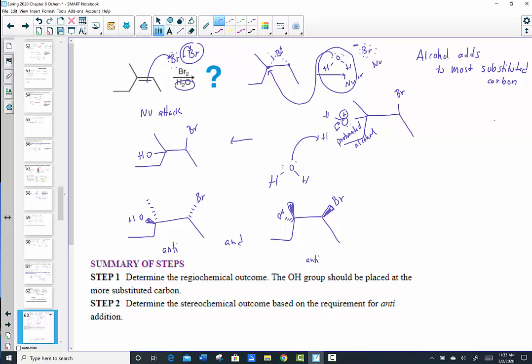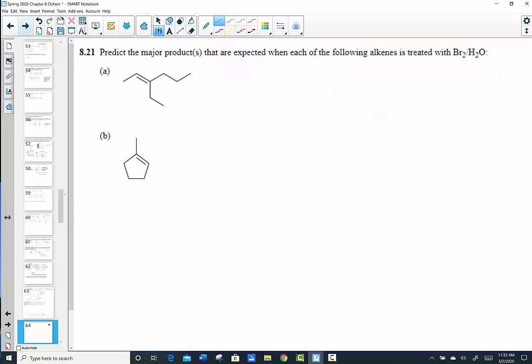How'd you do? How about trying some more? Predict the major product that are expected when each of the following alkenes are treated with bromine and water. So you will see this on an arrow as Br2 and H2O. I want you to remember that as you're going to add a bromine, and that's going to be to the least substituted carbon. And you're going to add an OH, and that will be onto the most substituted carbon. That's the outcome of bromine in water solvent.